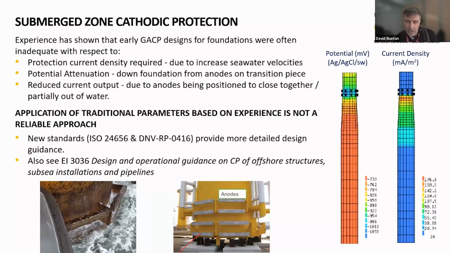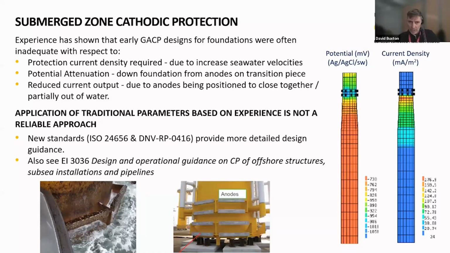And then a further factor that caused issues and reduced the current output was that clustering of the anodes close together on the transition piece caused anode to anode interference. You can see in the picture at the bottom of the slide, the spacing between the anodes is fairly limited. It's maybe 1 to 2 meters, and that reduces the output from individual anodes. And when that output is needed, particularly at the beginning of life, when high current density is required to polarize the structure, there wasn't sufficient current output.